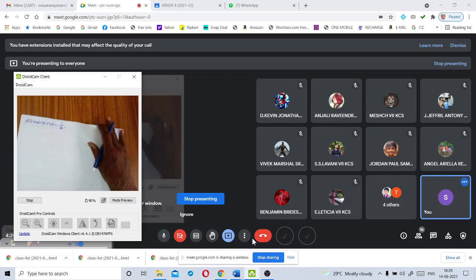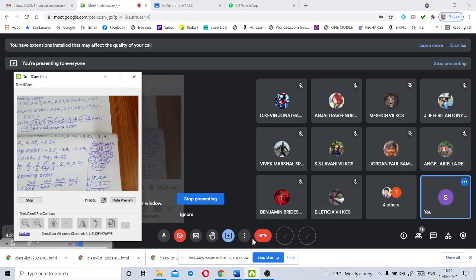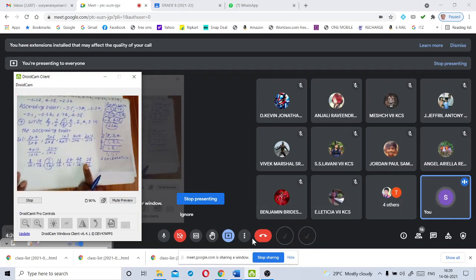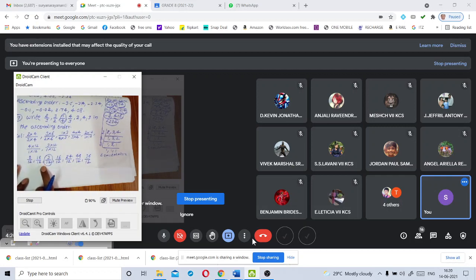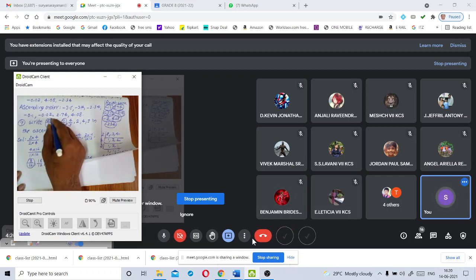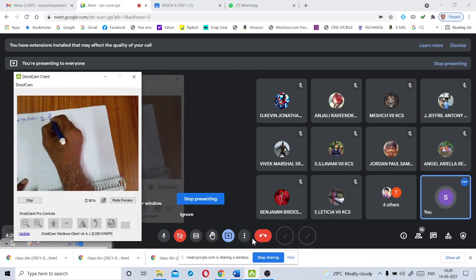Next tell me, this is over 1 by 4. Next fraction. What is the next fraction? What is the smallest number? 2 by 3. Yes, 2 by 3, 8 by 12. That is nothing but the first fraction, 2 by 3. So we should write the second fraction, 2 by 3.